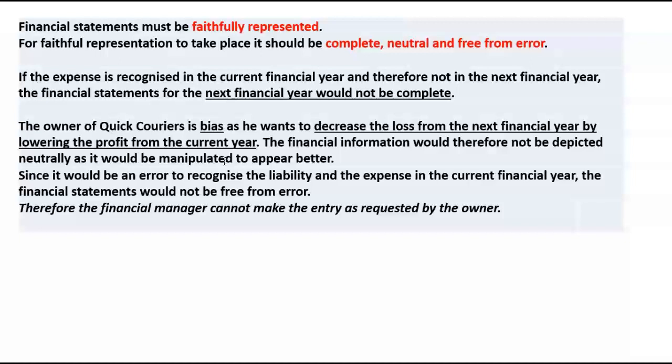Now, if he's going to recognize costs in the current year which he didn't incur, his cost figure is not going to be correct. So there will be an error in his financial statements. Not only is he going to inflate his costs, but he's also going to create a fictional obligation, which does not really exist, by creating a liability in his statement of financial position. So therefore, in both the income statement as well as the statement of financial position, none of them will be free from error. And for that reason, the financial manager cannot pass that entry as requested.